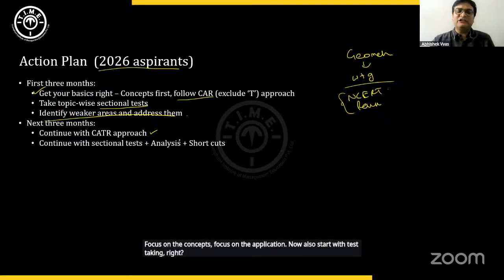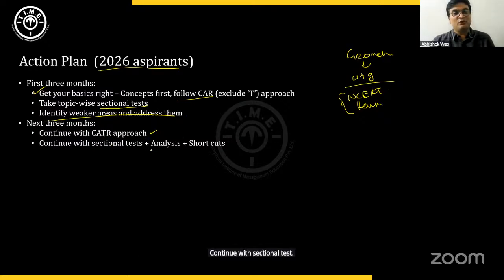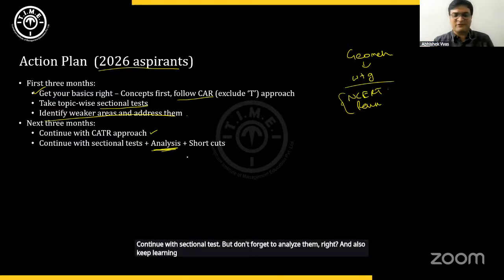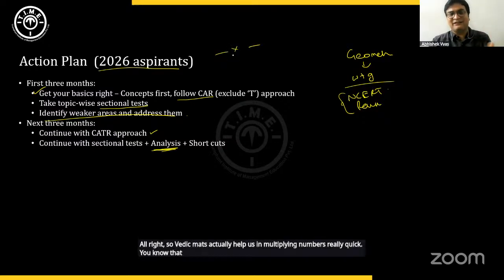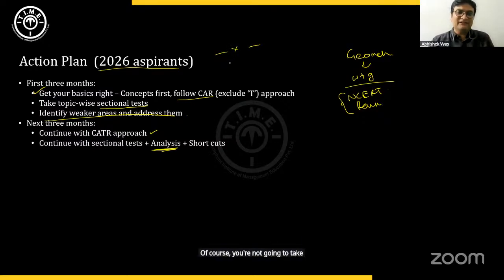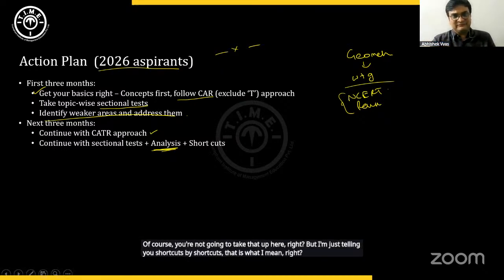Right? Continue with sectional tests, but don't forget to analyze them, right? And also keep learning wherever possible the techniques, the shortcuts, right? For example, there is something called Vedic maths, right? So Vedic maths actually helps us in multiplying numbers really quick. You know that part, right? Of course, you're not going to take that up here, right? But I'm just telling you shortcuts. By shortcuts, that is what I mean, right?